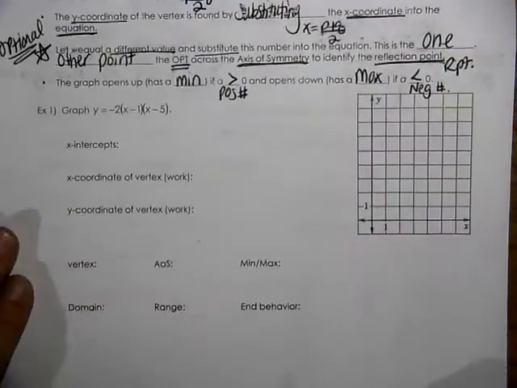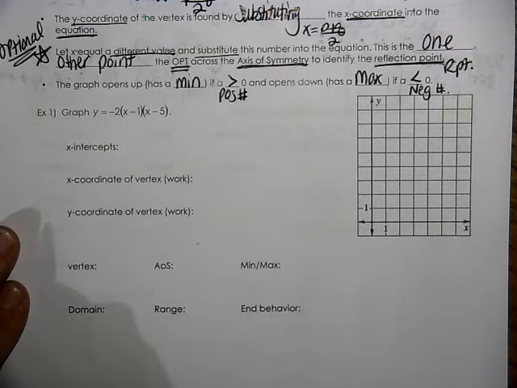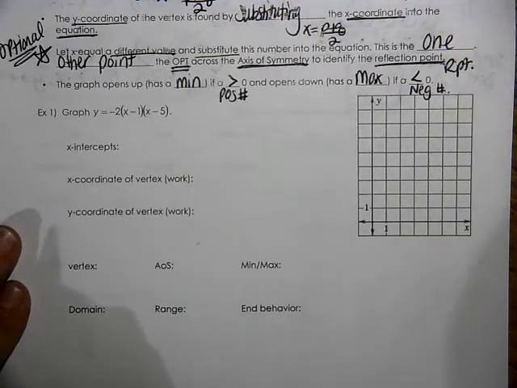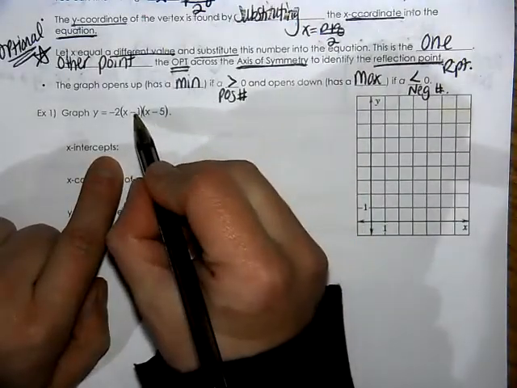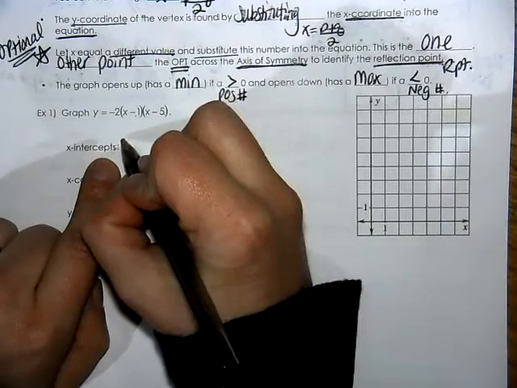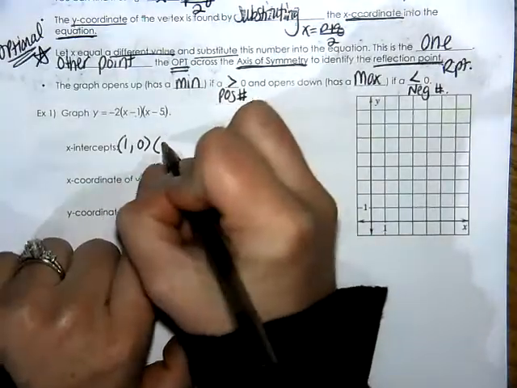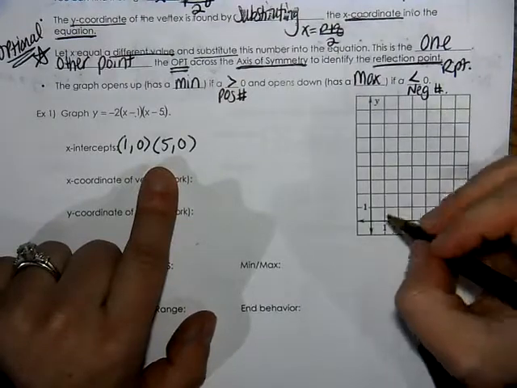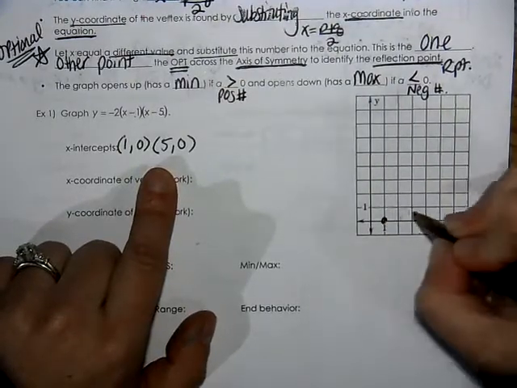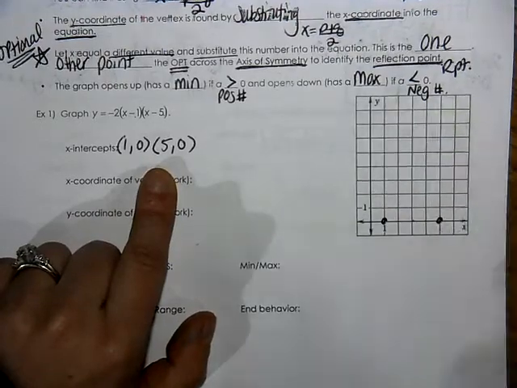All right, let's go ahead and practice graphing y equals -2 times (x - 1) times (x - 5). The first thing we want to do is identify our x-intercepts. And our x-intercepts are always the opposite of what we see on the inside. So the opposite of -1 is a positive 1, so (1, 0) is an x-intercept. The opposite of -5 is a positive 5, so (5, 0) is an x-intercept. And I'm going to plot these points. Here's (1, 0), and here's 1, 2, 3, 4, 5, (5, 0).